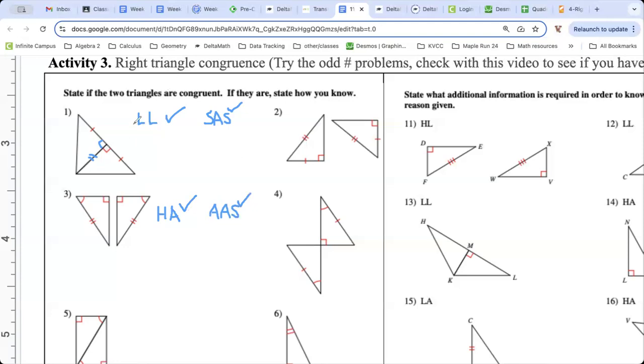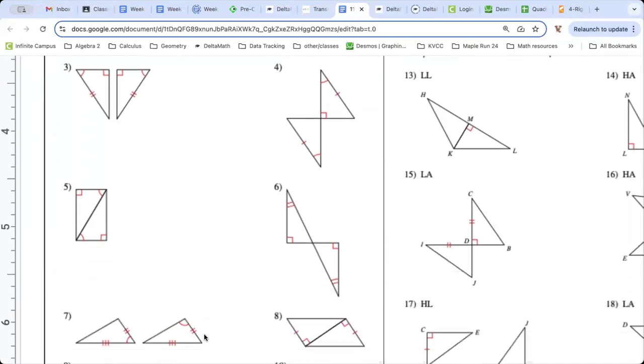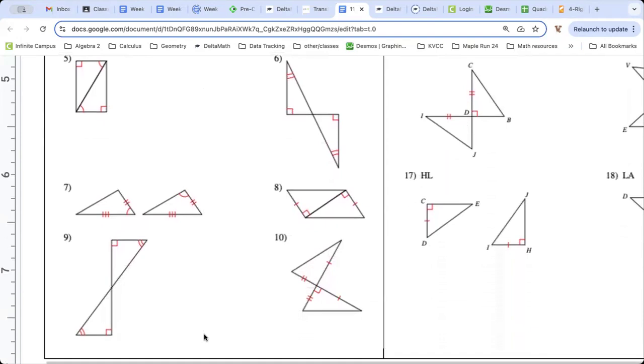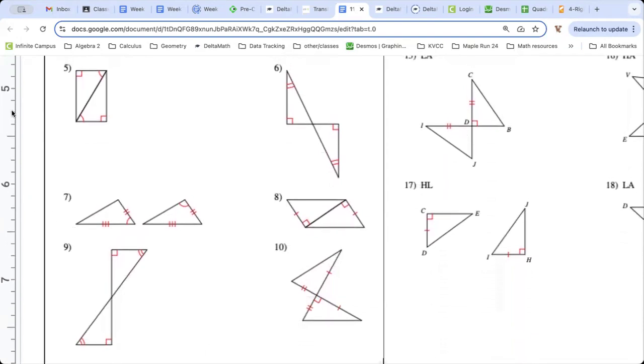If you're not using right triangle rules, side, angle, side will also prove it. Now you have two sets of rules: hypotenuse, angle, and angle, angle, side. All right, let's move on to the other problems we have yet to look at. Let's go to 5, 7, and 9.